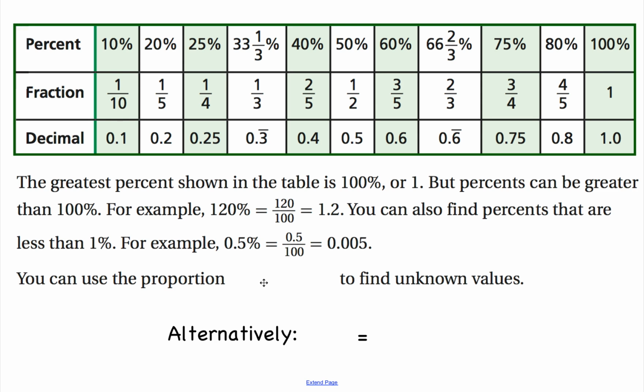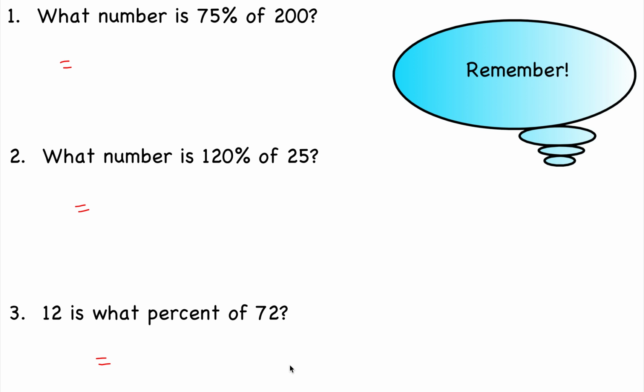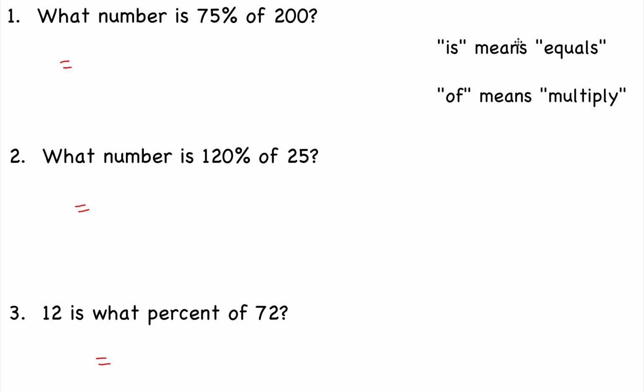So you can use the proportion, the part to the whole is equal to the percent over 100 to find the unknown values. I prefer rather than part over whole is over of. Okay, so down here is over of is equal to percent over 100. So here we go. What number is 75% of 200? Here's a reminder. Is equals, of means multiply. So I'm going to use is over of equals percent over 100.